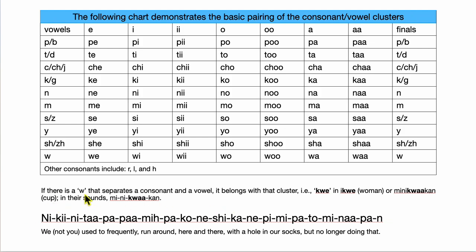And if there is a W that separates a consonant and a vowel sound, it belongs with that cluster. For example, kwe as in ikwe, which is a woman, ikwe. So that cluster belongs together. Or minikwagan is a cup, and the written sounds are me, ni, kwa, kan.